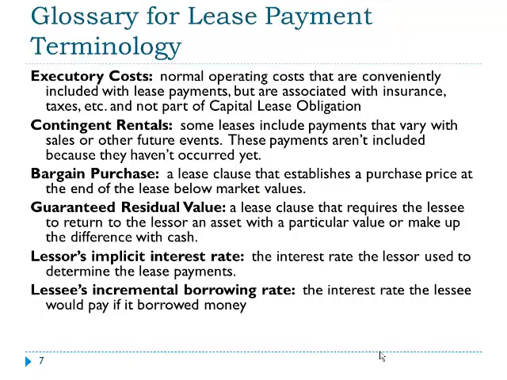Then we're going to talk about interest rates associated with leases. There are two potential interest rates that can be used to find the present value of future lease payments that serve as the value of the asset and the value of the lease obligation. One is the lessor's implicit interest rate. This is the interest rate that the lessor used to determine what the lease payments are. It's the lessor's required rate of return.